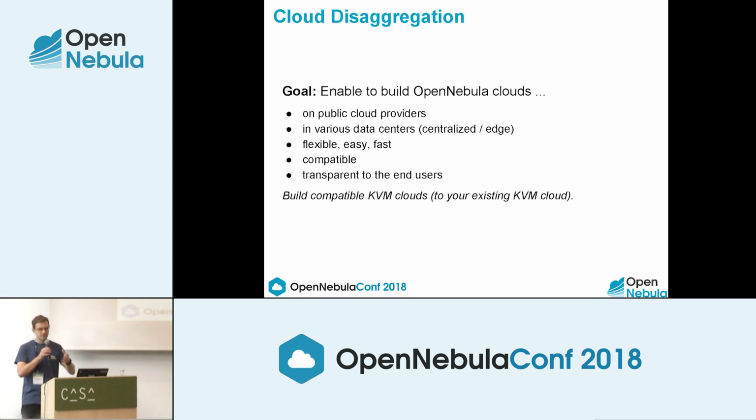If you have any on-premises or current resources, it should be compatible across all the resources you are deploying, and at the end it should be transparent, or as transparent as possible, to the end users. Basically, it means that we are building compatible KVM clouds across various providers, starting with your on-premises resources and ending at the side of public cloud providers.